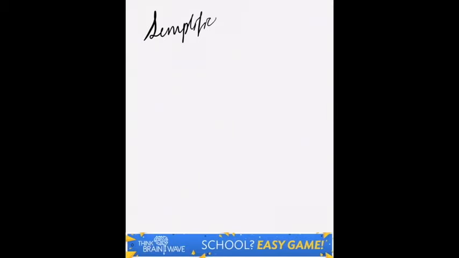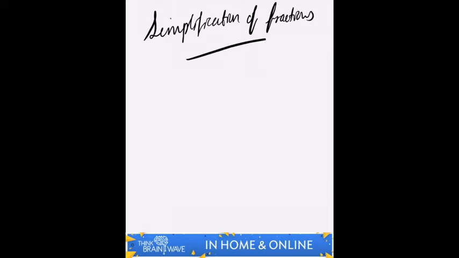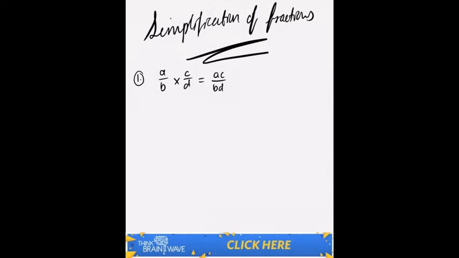Simplification of fractions. Right, we've done this sort of work before in earlier grades, so I'm just going to refresh your memory. You have the likes of a over b times c over d would equal ac over bd, where b and d may not equal 0. The reason for that is because if you have 0 in your denominator, the answer becomes non-real.